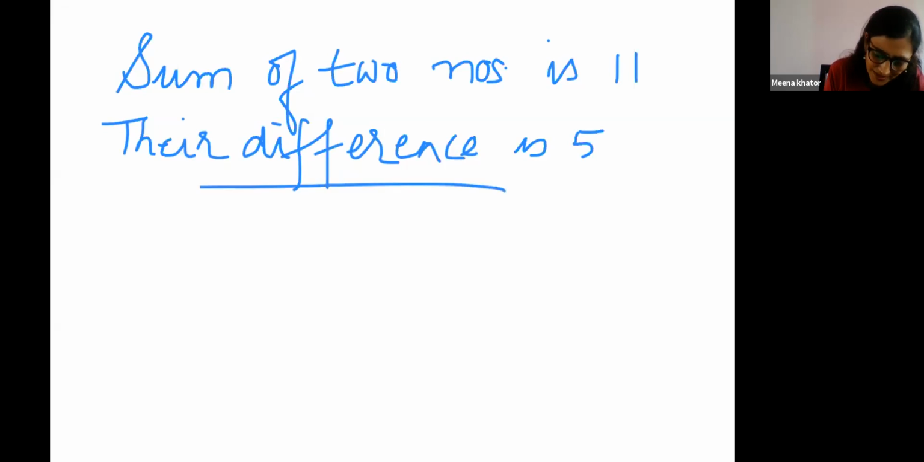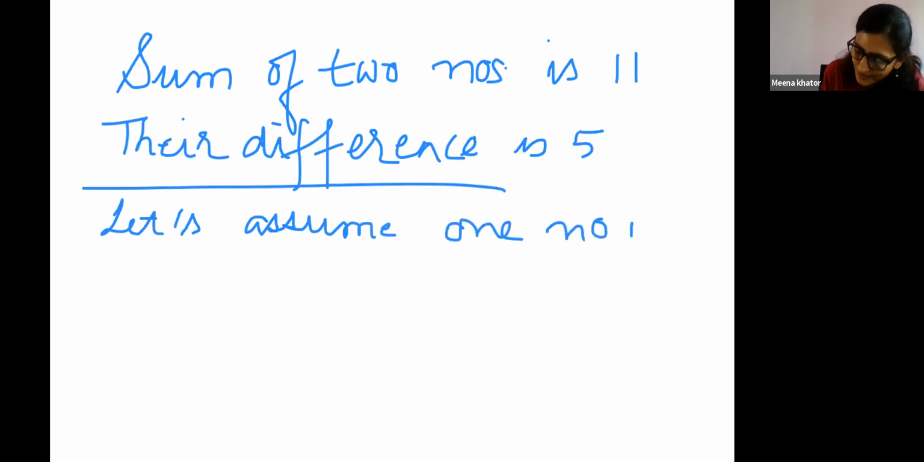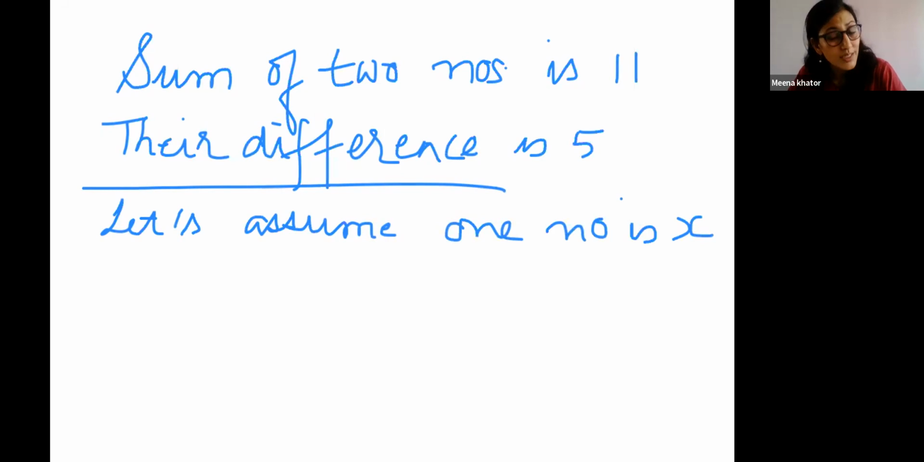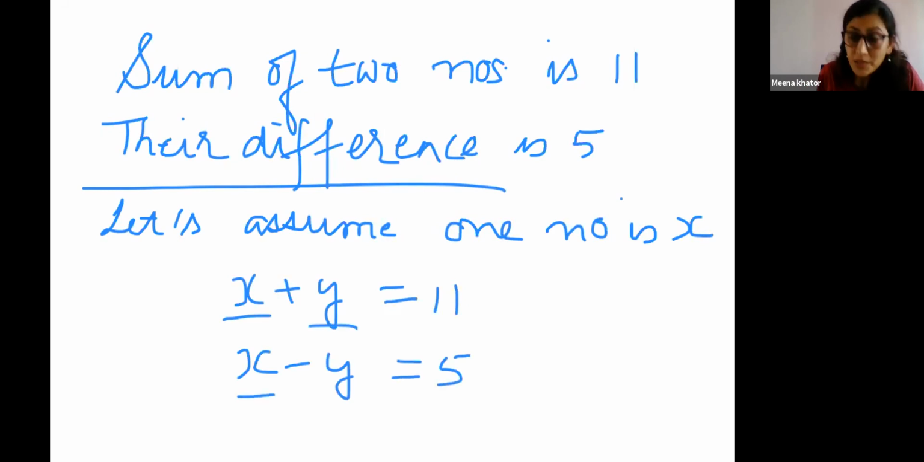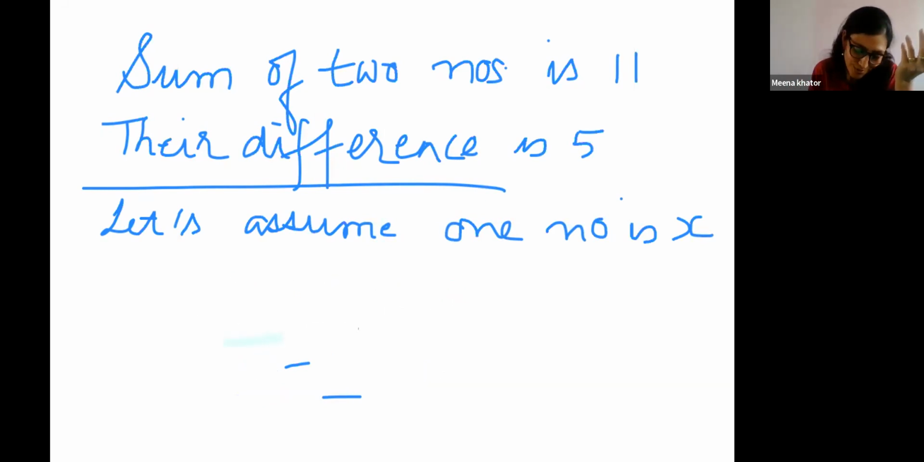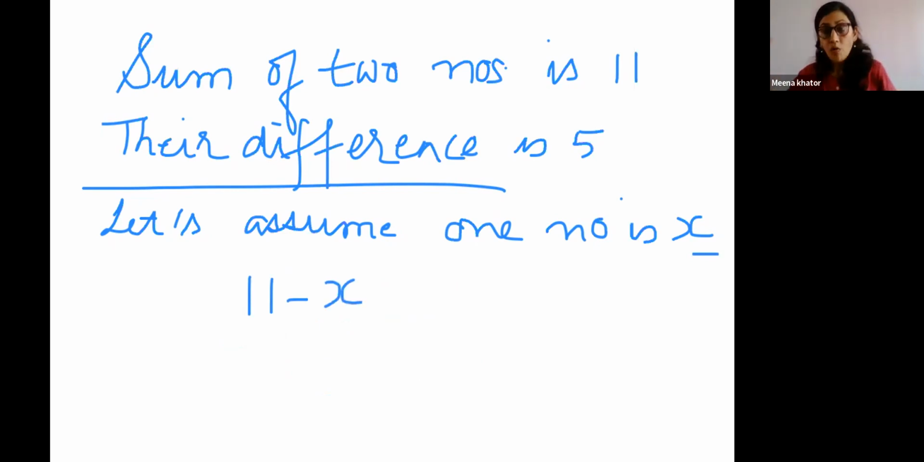Okay, let's see. Let us assume one number is x. If one number is x and the other number is y, then we are not sticking to our chapter. If I write x + y = 11 and x - y = 5, then we are having two variables and our chapter says one variable. So what to do? We'll stick to one variable. I told you there are many methods of doing this, but we will stick to the chapter name, one variable. So if one is x, the other one will be 11 minus x. Oh, how?